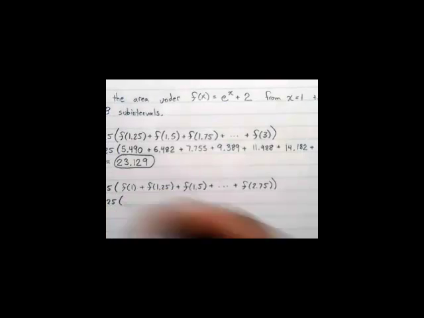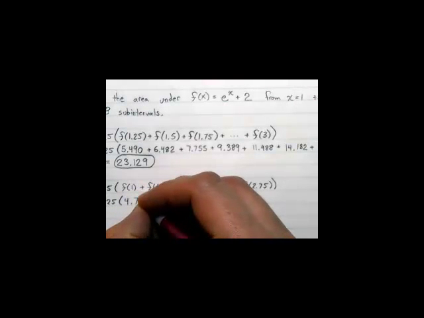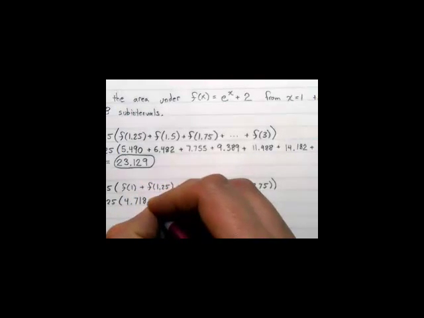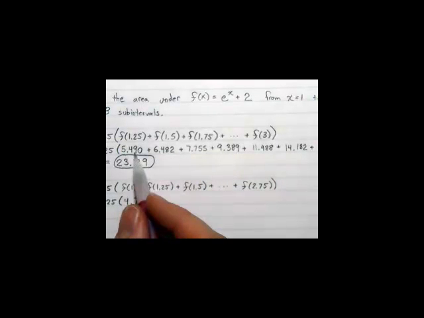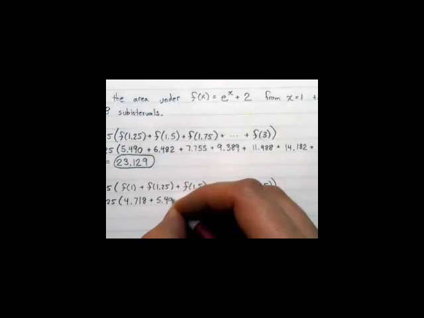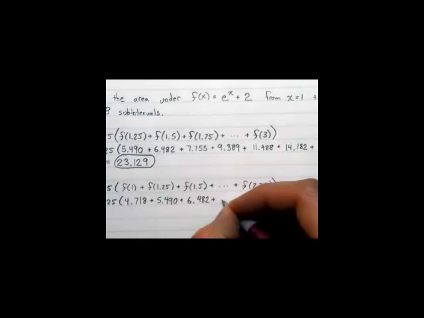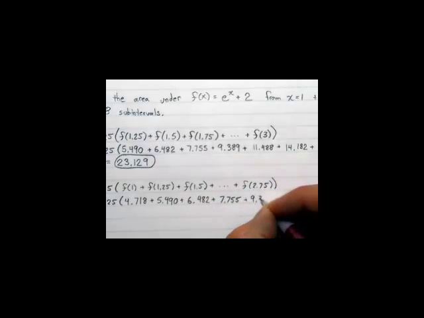So it's 0.25. F of 1, just do that real quick. So that would be e plus 2. That's 4.718. Okay, and then we can go up and just start stealing numbers from up here. 5.490 plus 6.482 plus 7.755 plus 9.389.